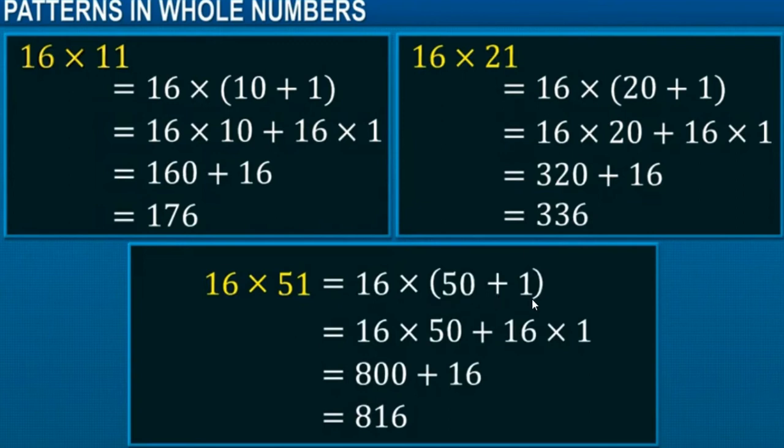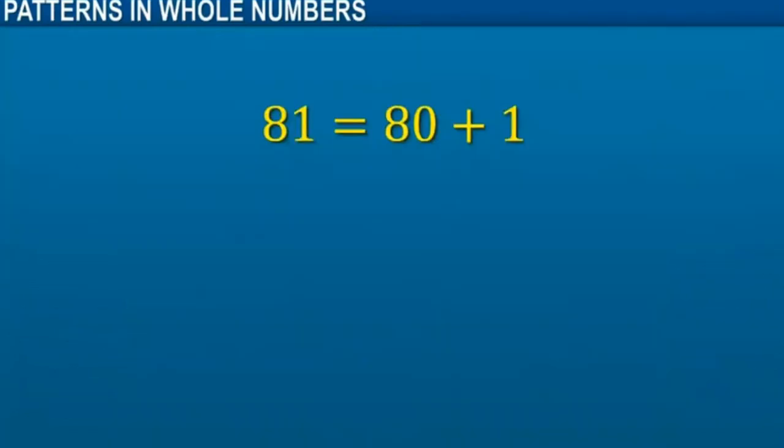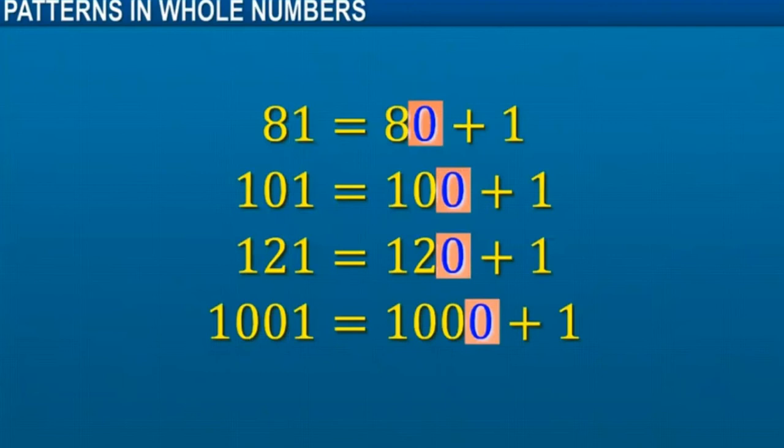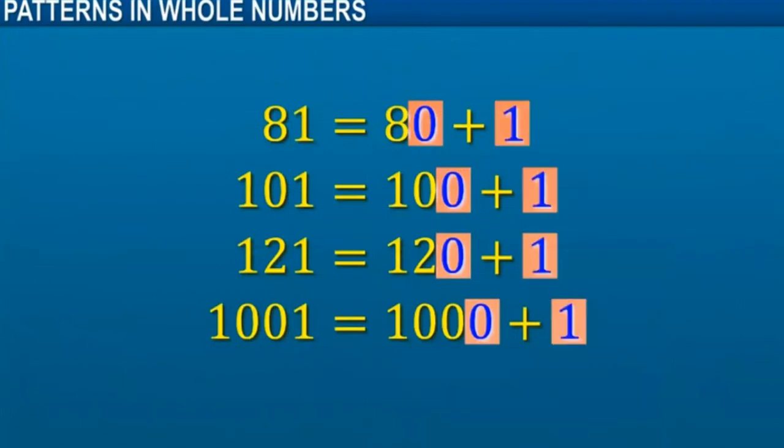This is how you reduce some of the numbers as a pattern. 10 plus 1, 20 plus 1, 50 plus 1. Now if it is 61, you can write it as 60 plus 1. The same way you can write whole numbers in some patterns. To explain this further: a whole number ending in 1 can be written as a number ending in 0 plus 1. So you can write a pattern in whole numbers.